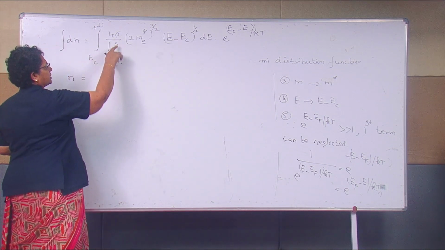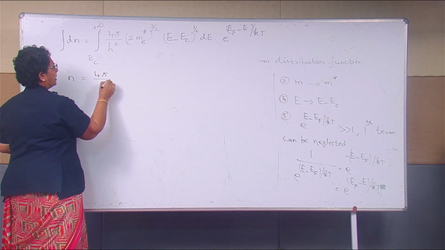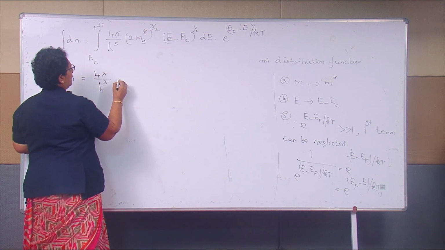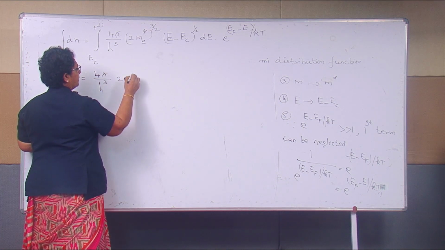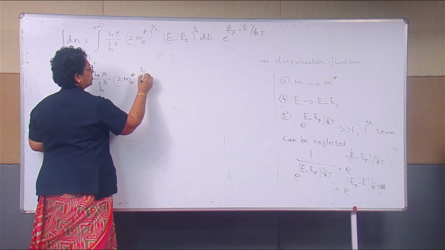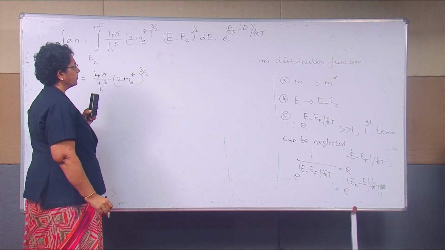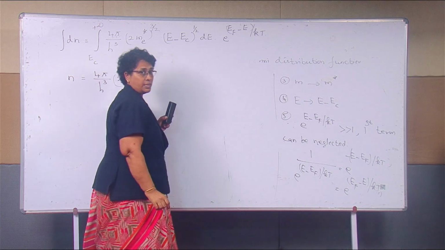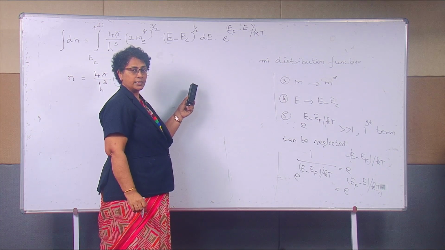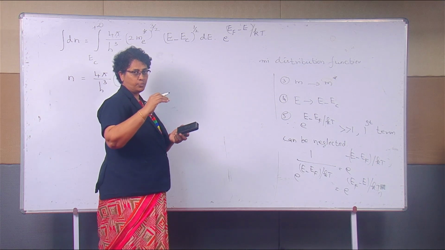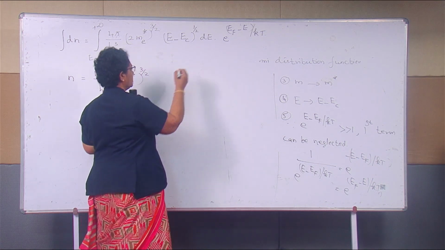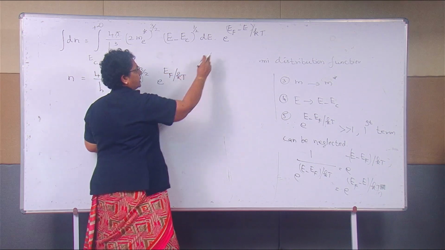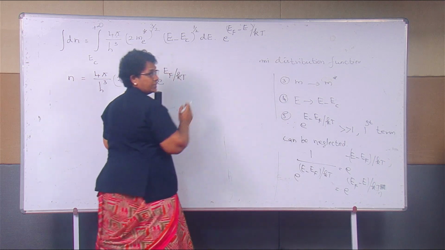So what are the constant terms here? 4 pi by h cube can be taken outside, and 2 m e star to the power 3 by 2 can also be taken outside. The remaining here is e to the power of EF. Fermi energy level is also constant in intrinsic semiconductor. They are exactly at the mid portion of conduction and valence band. So they are also constant, and that cannot be integrated. So take it out. So e to the power of EF by KT is taken outside.